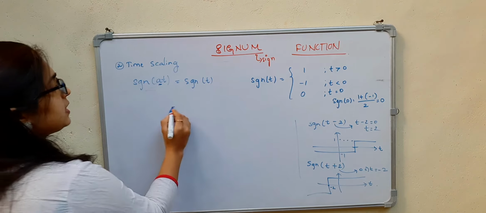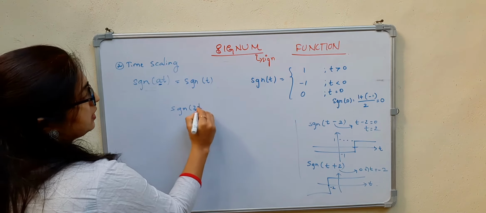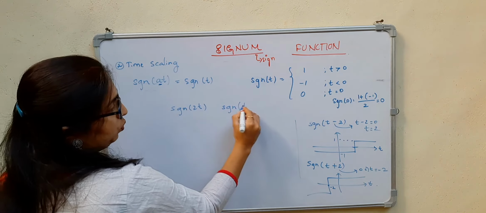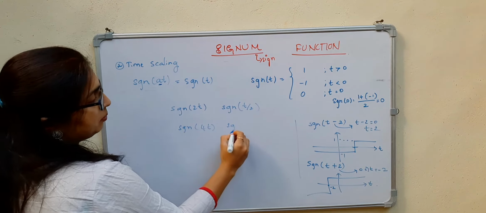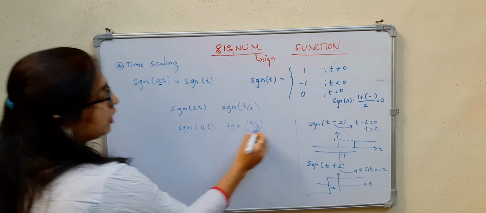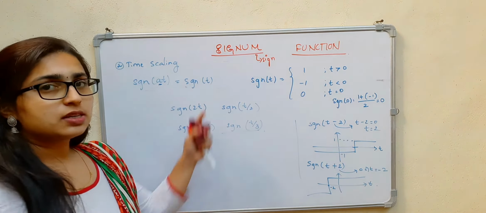Even if it is signum 2t, signum t by 2, signum 4t, signum t by 3, they all will be equal to signum t.